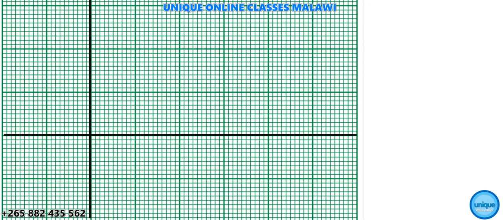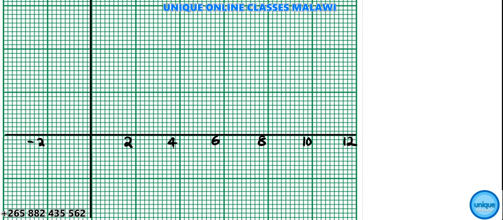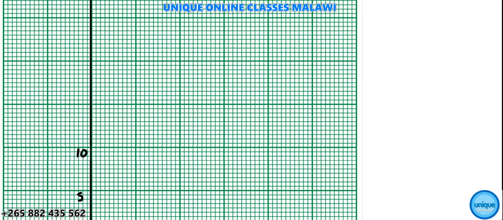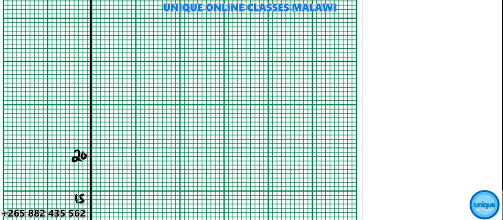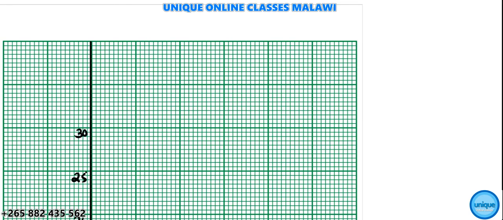2 centimeters represent 2 on the horizontal axis. So here it will be 2, 4, 6, 8, 10, 12. When we go negative 2, it will be negative 4. So here you have negative 4. And on the vertical axis you take 5 here, 10, 15, 20, and there 25 and 30, 35 and so on and so forth.